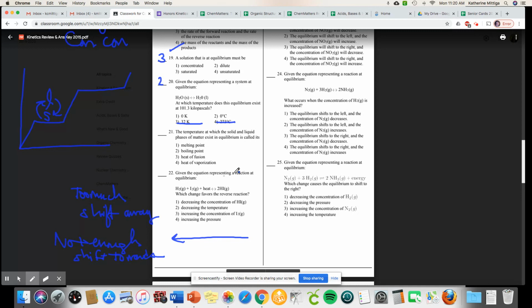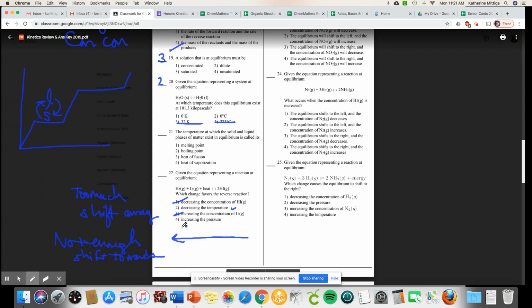So if you want to favor going back, decreasing HI. If you decrease that, that means not enough, you would shift towards. So that means that's going to the right, which is the forward reaction, which means no. Temperature is over here as heat. So if you decrease that, we're going to shift towards, hey, that's the reverse reaction. That's probably our answer, but let's just double check the other two. Increasing concentration of I2. If this goes up, too much, shift away. That's going into the forward, so that's not our answer.